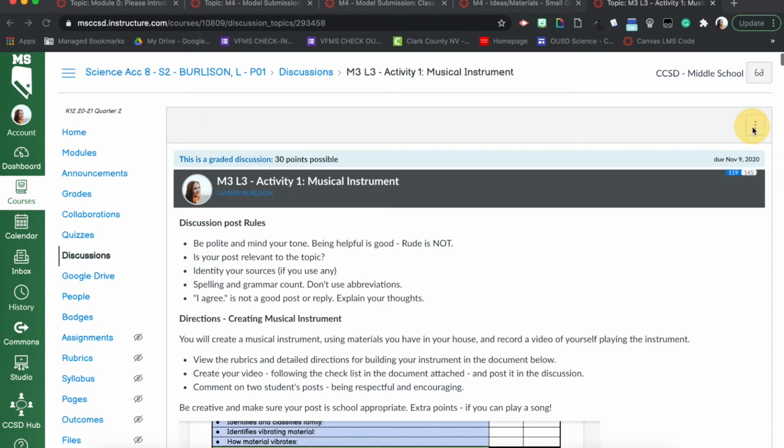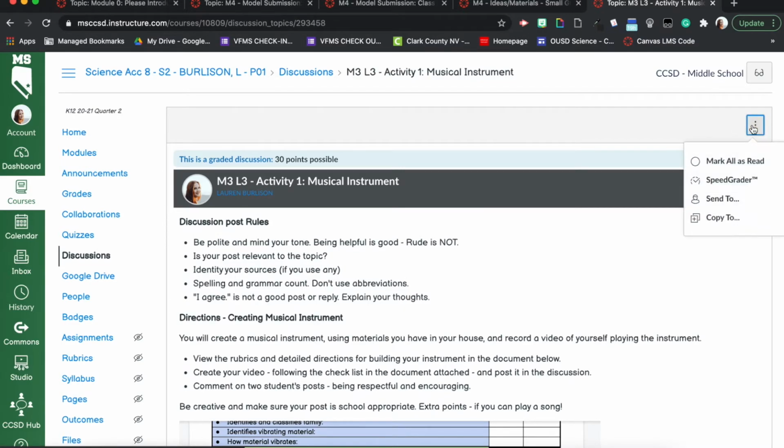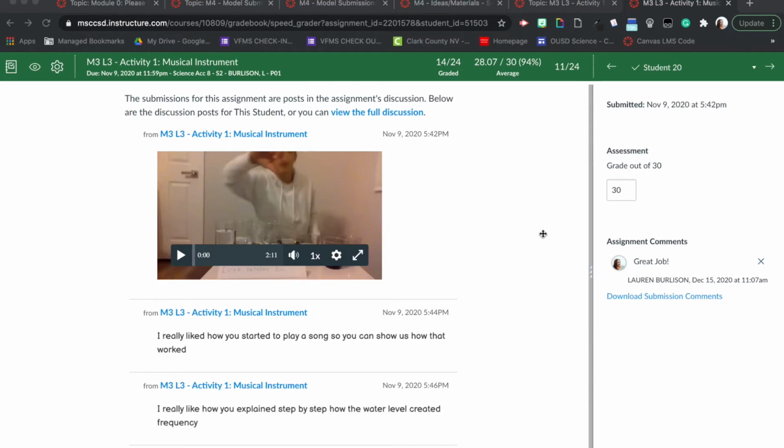So I wasn't having to recreate everything in Canvas because I've already had this from previous years. Okay, so let's look at the speed grader here. Here is the student submission. We can see their video and then their two comments that they made on other students' posts. They were required to watch two other videos.